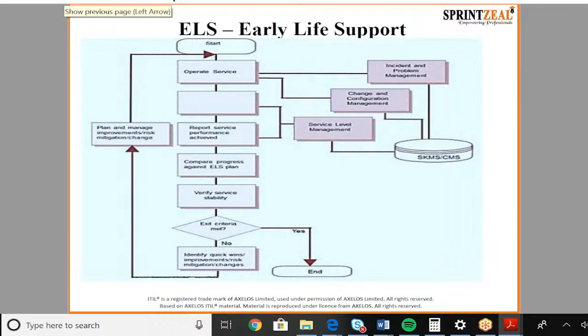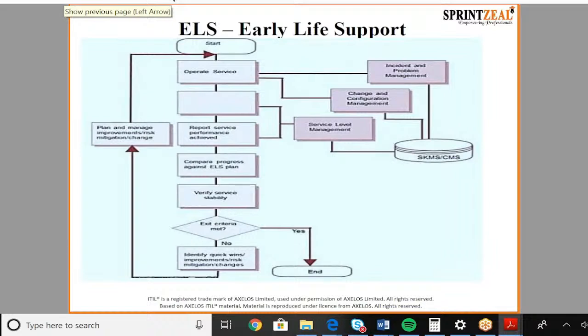So in true ITIL fashion, what we're actually planning for is the event of a failure. So early life support is something that is planned out in service transition in the event that the release does not go well. So we're not going to wait for the release to fail in order to establish early life support. Early life support is planned and it's established and on standby in the event that things don't go as planned for our release.